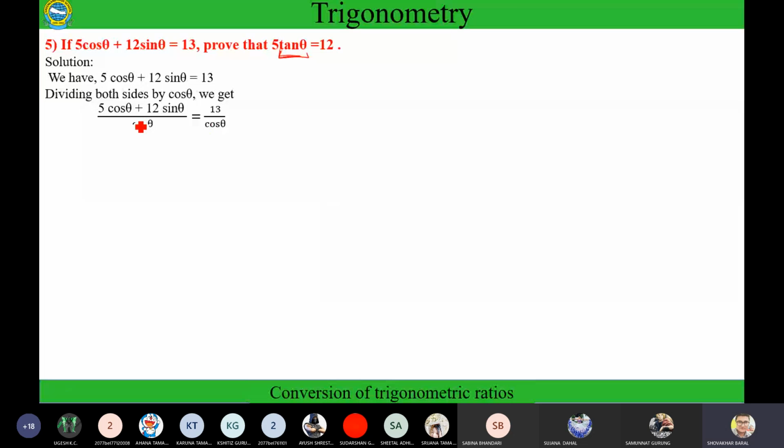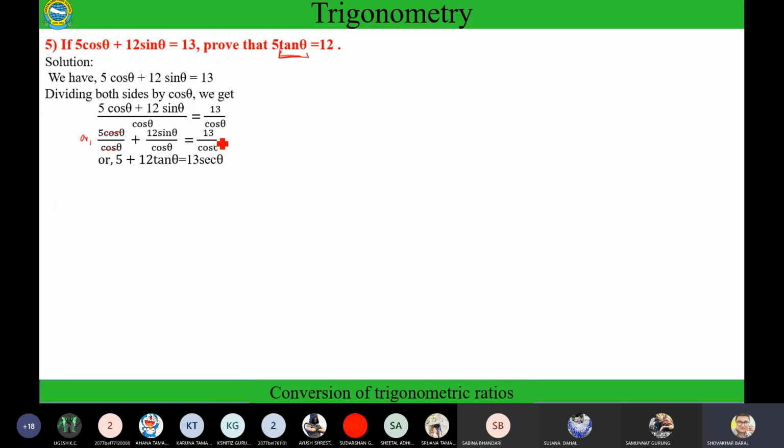Let's break this. So it will be 5 cos theta by cos theta plus 5 cos theta by cos theta plus 12 sin theta by cos theta is equals to 13 by cos theta. This cos theta and cos theta will be cancelled. It will be 5 plus 12 tan theta. This is equals to 13.